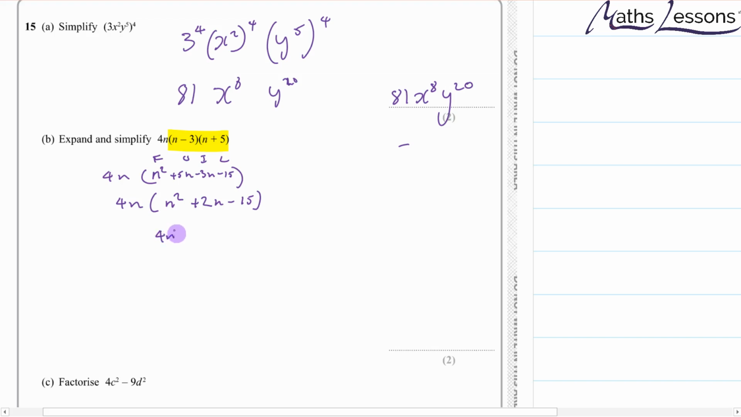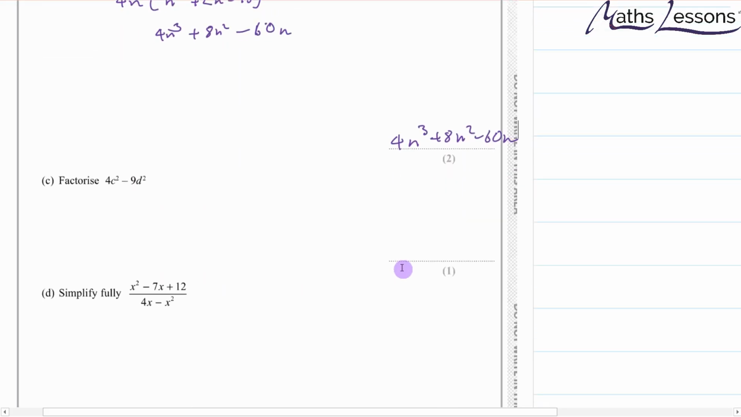So we get 4n cubed. Multiply these two together, you get 8n squared. Multiply these two together, we get minus 60n. And that's our answer that we're going to write in just here. So just remember, multiply out the two brackets, get something, then multiply it all by that 4n. If you had a third bracket, you just do the same again. You multiply out the two brackets, get that, get another bracket here, then do everything times everything. So you'll get 2 things times 3 things, which will give you 6 bits to combine afterwards.